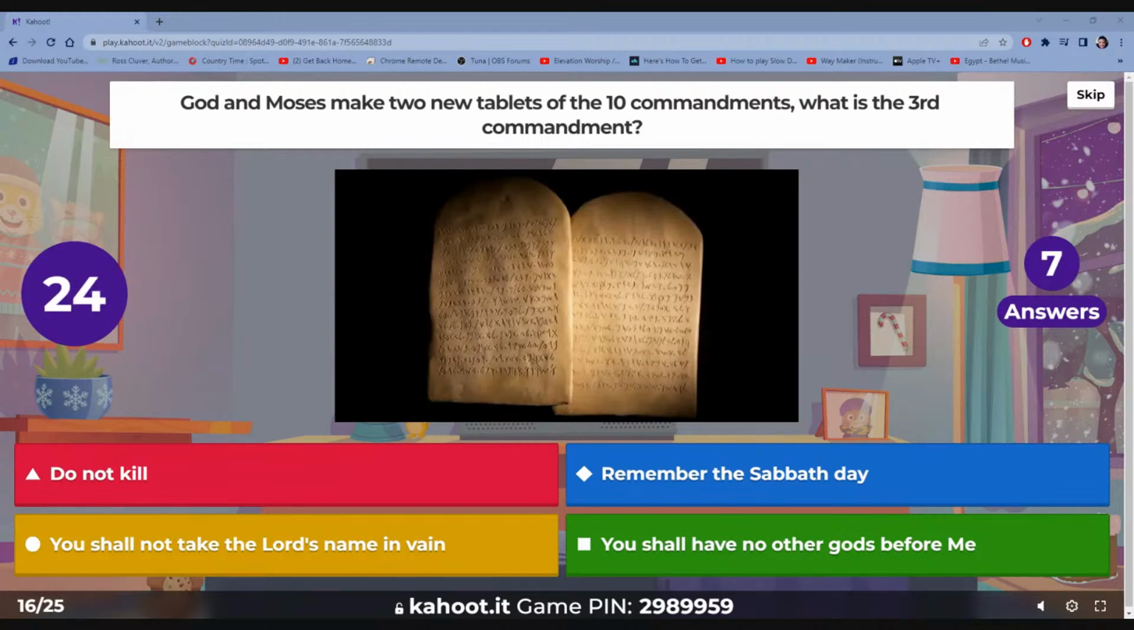Red, do not kill. 4, remember the Sabbath day. Oh, why did I say 4? That's the 4th commandment. Blue, gold, you shall not take the Lord's name in vain. And green, you shall have no other gods before me. Down to 10 seconds. 9, 8, 7, 6, 5, 4, 3, 2, 1.